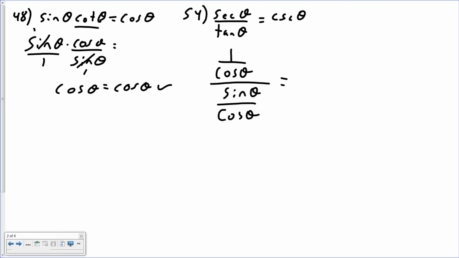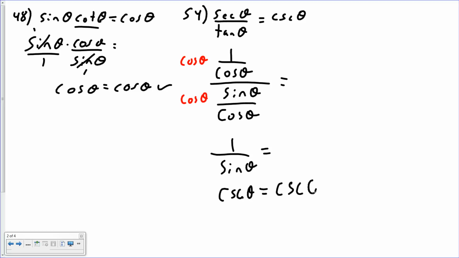At this point, you can multiply by the reciprocal, or you could also think of multiplying top and bottom by cosine theta, either one. You want to show your work on how you're getting from one step to the next. At this point, you're going to get 1 on the top and sine theta on the bottom. I'm still not done with the reciprocal identity. That's equal to cosecant theta. And you just completed the proof on that one.